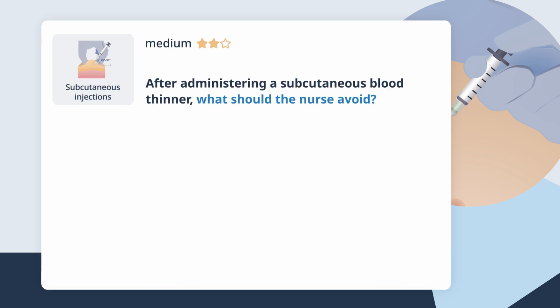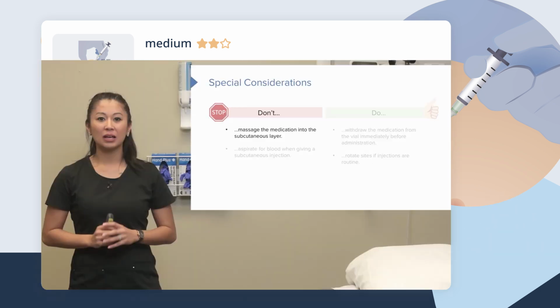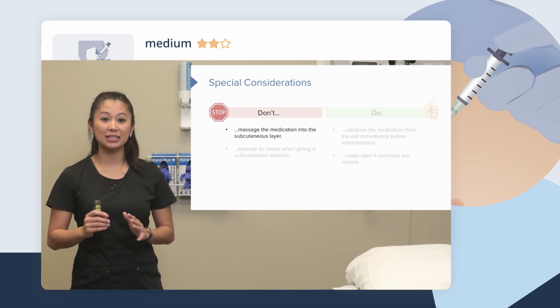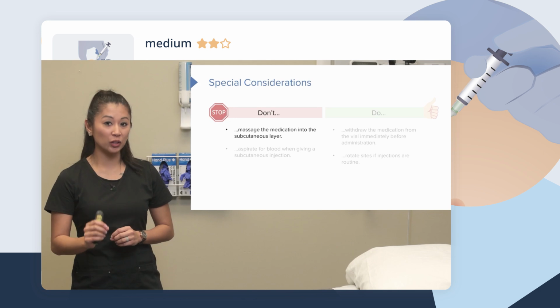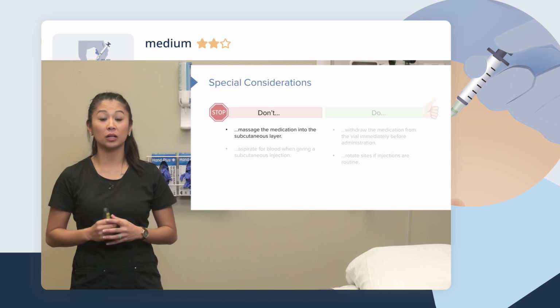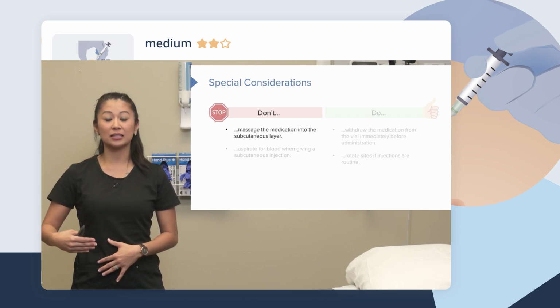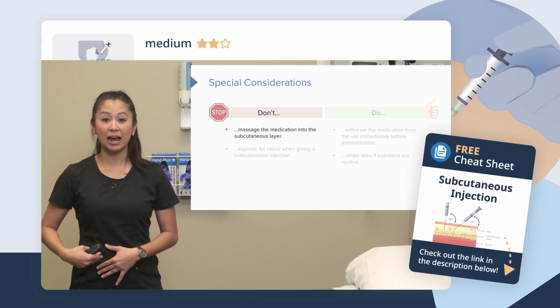After administering a subcutaneous blood thinner, what should the nurse avoid? Let's not massage the medication into the subcutaneous layer. This is particularly important with any sort of blood thinner given for DVT or blood clot prevention. This is a common medication you're going to give in clinicals. An example of this is when I give a subcutaneous injection of a blood thinner in the abdomen.